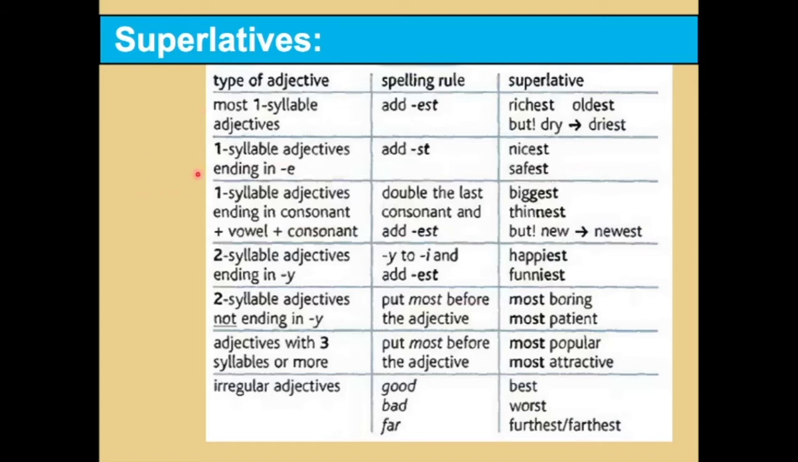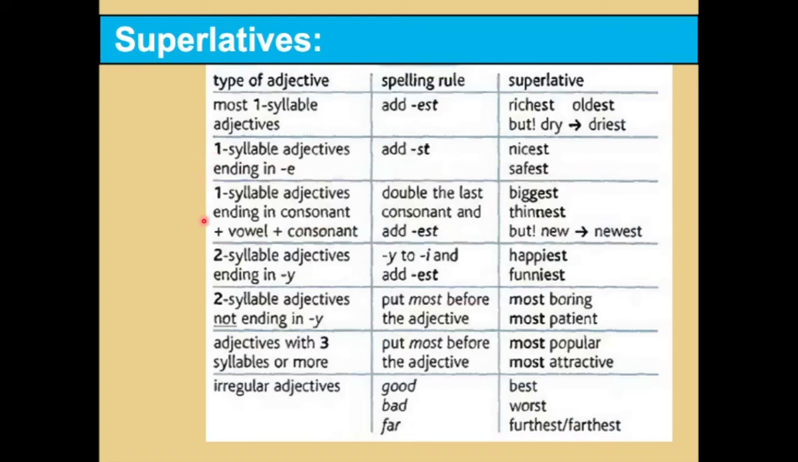The second rule is for adjectives that have one syllable and end in e. What do we do? We add st. For example, nice has one syllable and safe has one syllable. So the superlative of nice is the nicest and the superlative of safe is the safest.